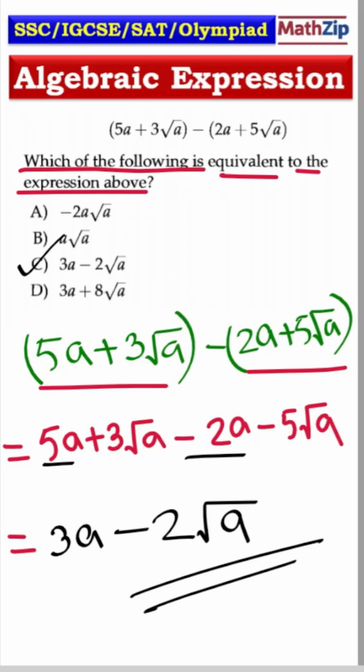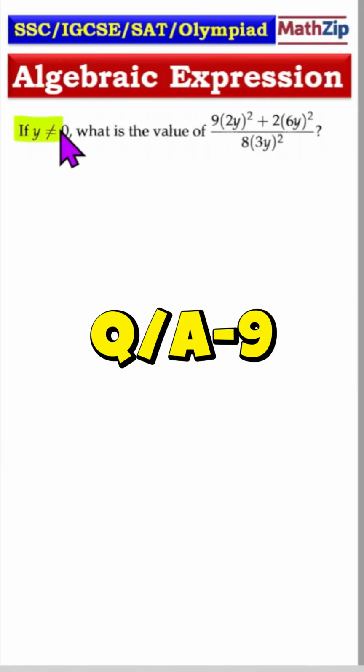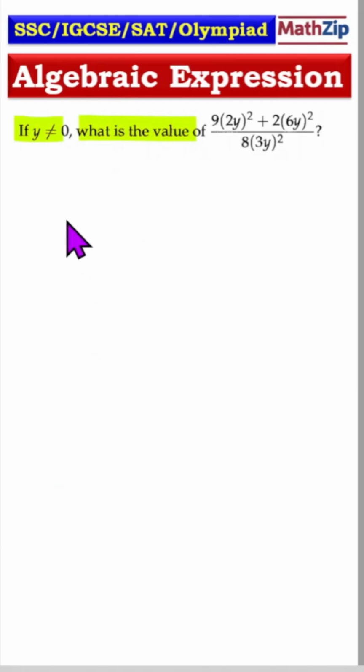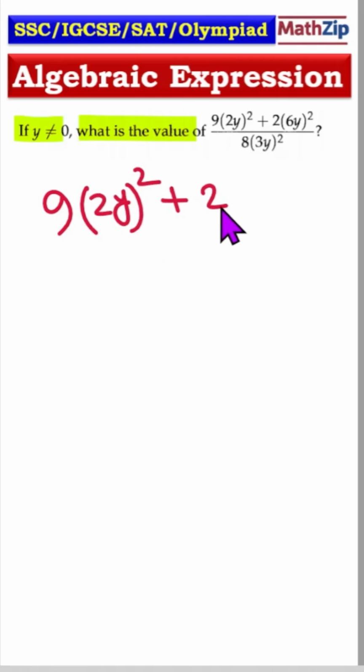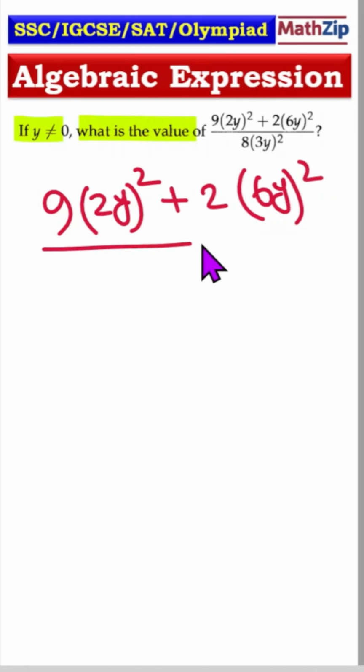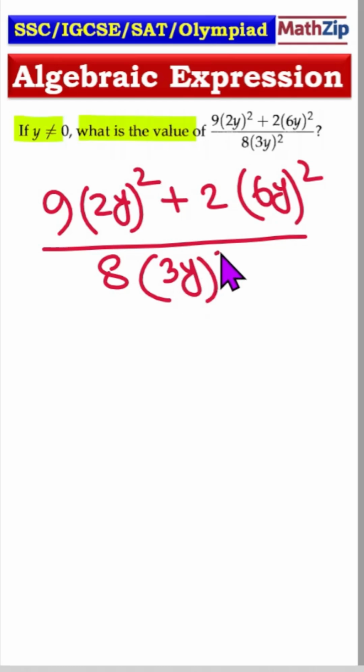Thank you. If y is not equal to 0, what is the value of, we can write this one, 9 times (2y) square plus 2 times (6y) square, divided by 8 times (3y) square. So step by step we have to find the solution.